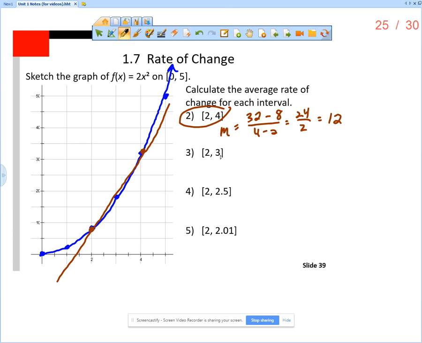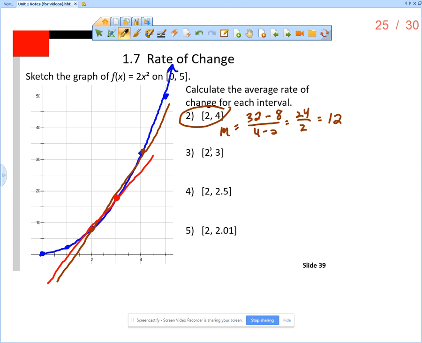All right, 2 to 3. Now I'm going to change the color again. So 2 to 3. Now we're connecting these two points. I'm using different colors so that we can recognize that this slope should be slightly less. Now, I know my drawing is not great, but you should be able to see that the slope connecting 2 and 3 is going to be slightly less than the slope connecting 2 and 4.